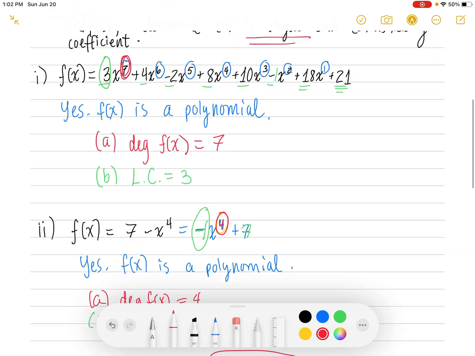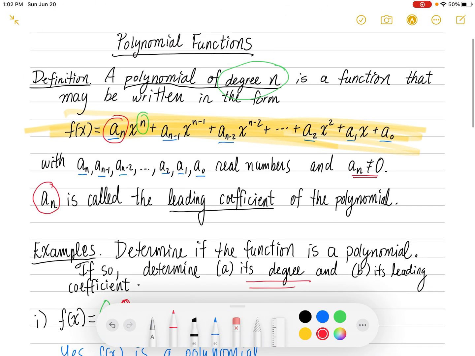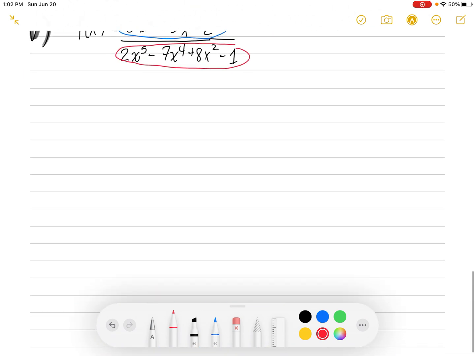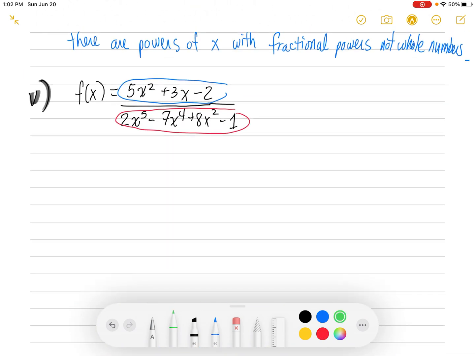So if you go back to your original definition, you'll notice it doesn't allow for a big old fraction of two different polynomials. It's just one big polynomial that we want. So no, this is not a polynomial. No, f of x is not a polynomial. It is a ratio of two polynomials.